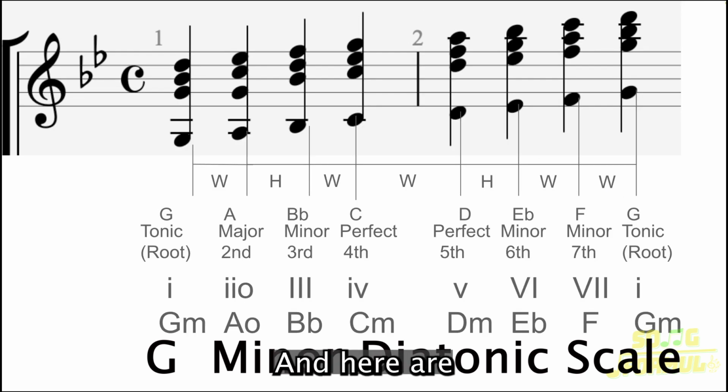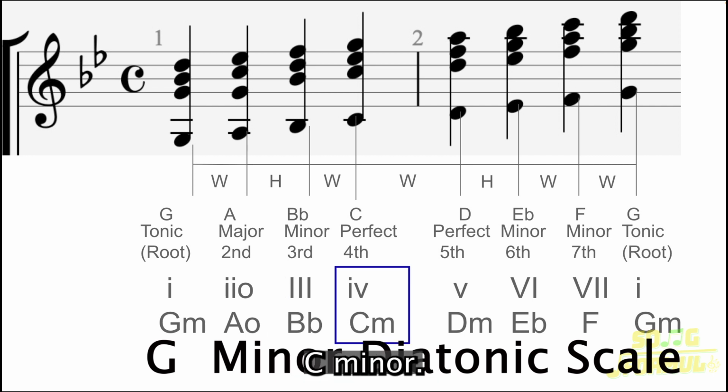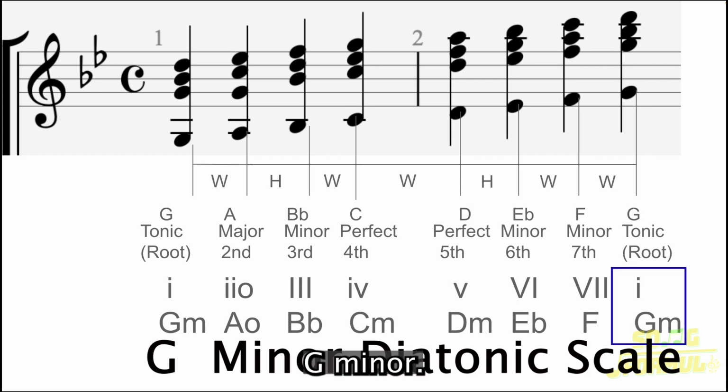G. And here are the associated G minor scale chords. You start with your tonic, which is G minor, then it goes to A diminished, and that's what that little O stands for, and then it goes to B flat major, and then C minor, D minor, E flat major, F major, and finally G minor.